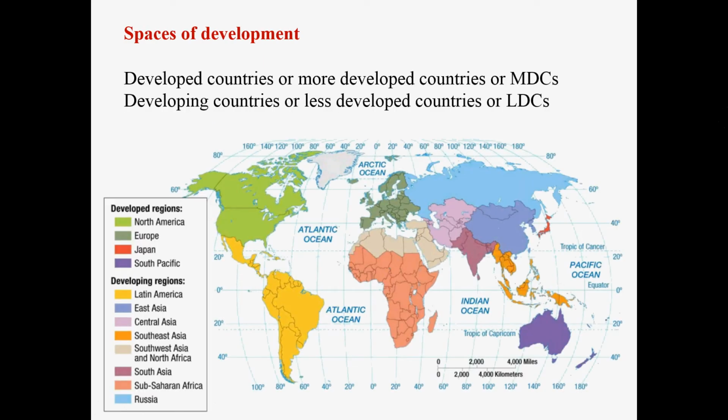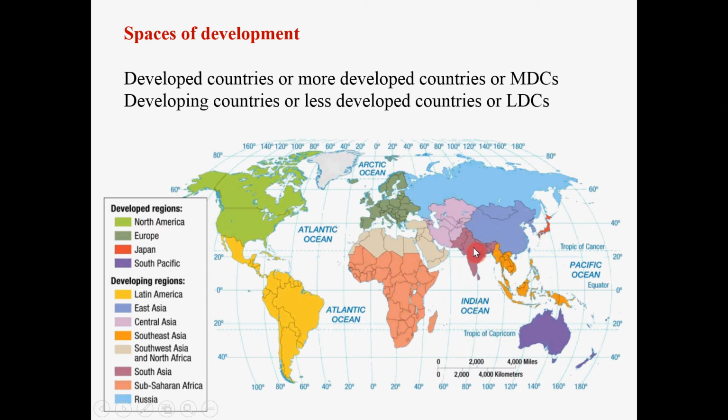Now, this map shows how we look at the regions of developed regions and developing regions today. Okay. On this map, we can really see that there are some regions of the world, such as North America, Europe, Japan, and regions such as Australia and New Zealand, they are seen today as developed countries or more developed countries or MDCs.